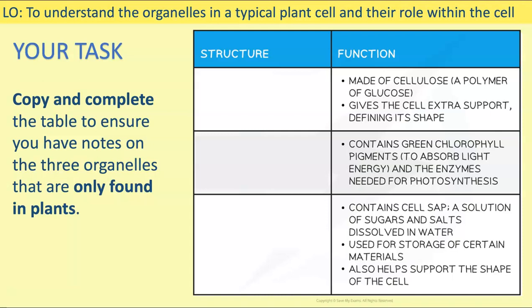Your next task is to copy and complete this table. So you should now have your completed diagram of a plant cell. Now you need to copy and complete this table to make sure that you've got notes on the 3 organelles that are only found in plants. So you need to copy and complete the structure and the function. So the function is already done for you. You need to decide which organelle this function belongs to. So pause the video, have a go, and then we'll go through the answers.